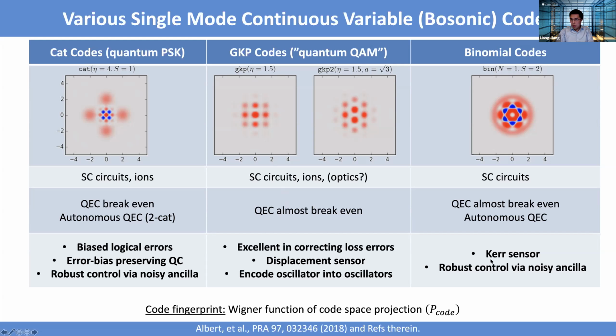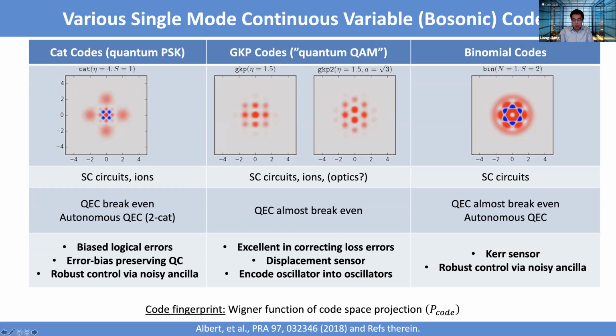And the last one I'm listing is the binomial code, which has been experimentally demonstrated using superconducting circuits, also with performance almost approaching break-even. There are also discussions of the possibility of doing autonomous error correction, which, sorry for the mistake, should be in the GKP code column, where people are designing reservoir engineering to stabilize the GKP code. But the binomial code also has unique features. For example, it can be a really good sensor to sense the Kerr effect in the presence of photon loss. And there are also possibilities of performing robust controls using noisy ancillas.